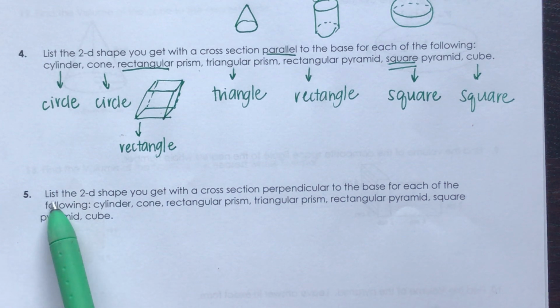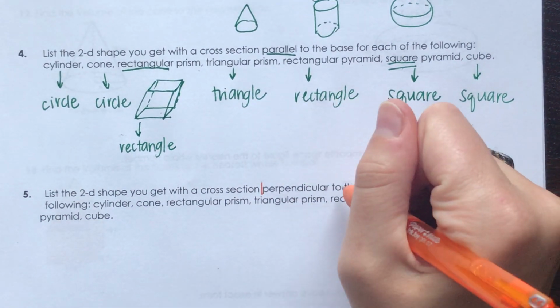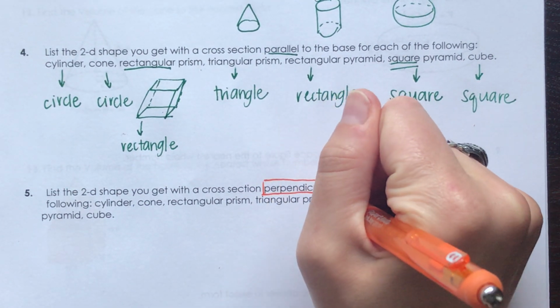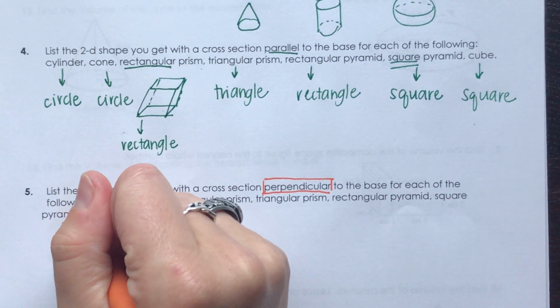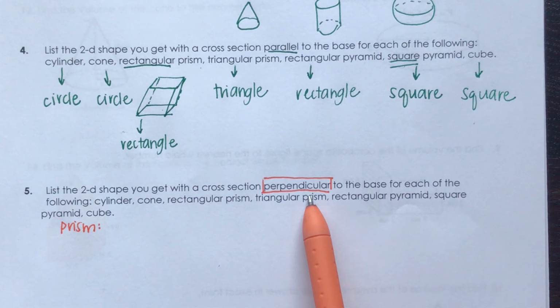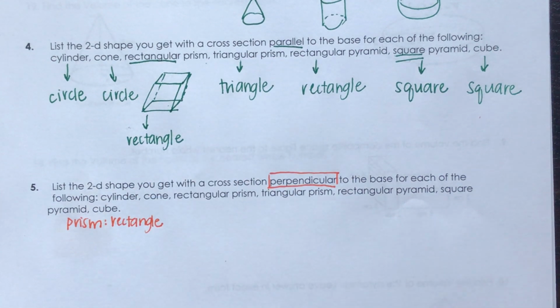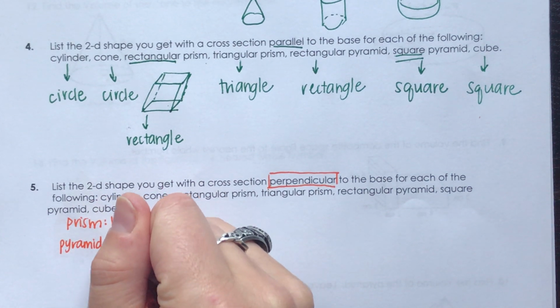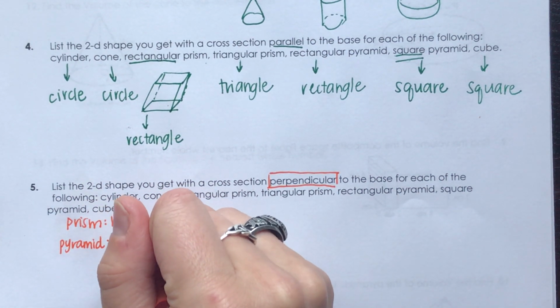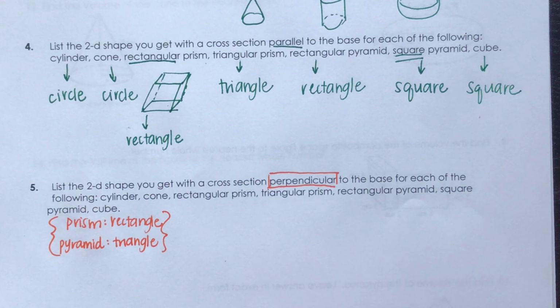Now, for number 5, it says list the cross sections that are perpendicular. Perpendicular means makes a 90-degree angle, it goes straight up or straight down. If you remember, if you have any type of prism, if you cut it perpendicular, the prism is always going to give you a rectangle. If you have a pyramid, or something that comes to a point, then it's going to give you a triangle. If you can remember this, then you should be able to do all of these questions.